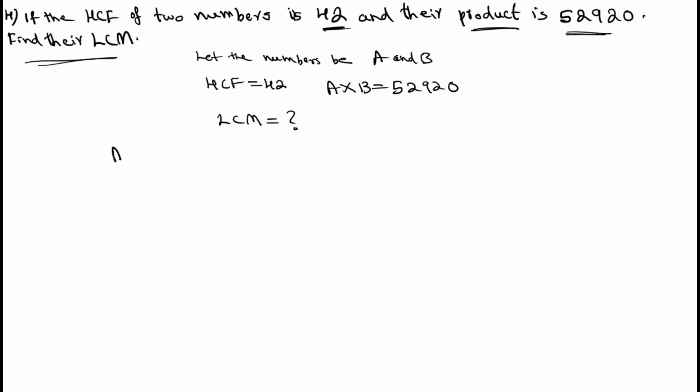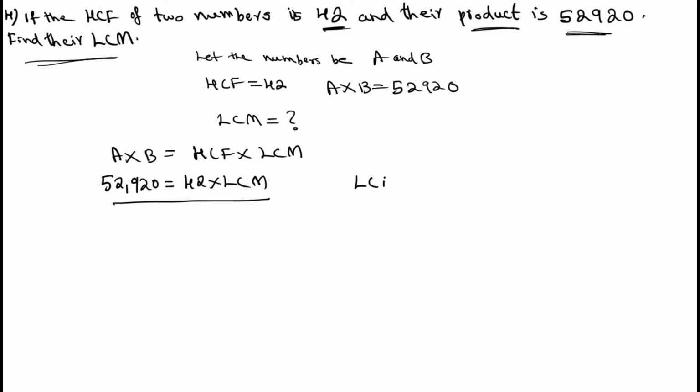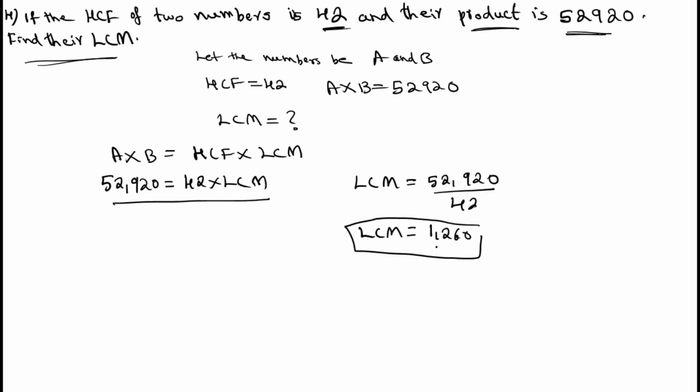First write the formula. We know the formula: A into B, product of two numbers, is equal to product of their HCF into LCM. Now A into B value is given: 52,920 is equal to HCF, which is 42, into LCM. Just rearrange this equation, we need the LCM value, right? LCM is equal to 52,920 divided by 42. LCM is equal to 1,260. Therefore the LCM of those numbers is 1,260. Okay, see the next question.